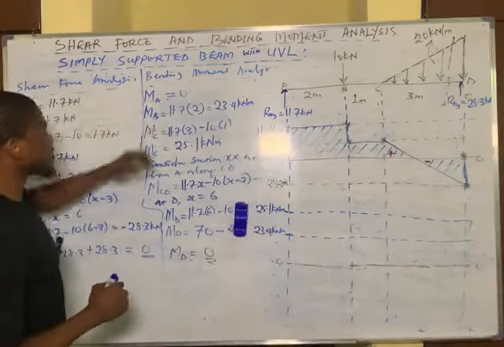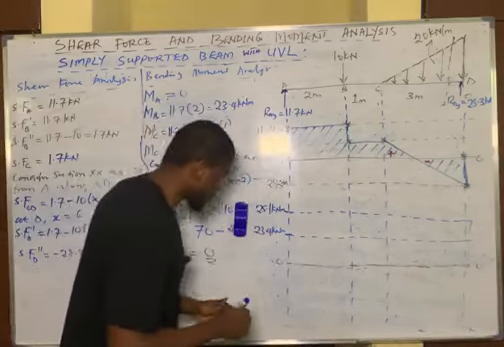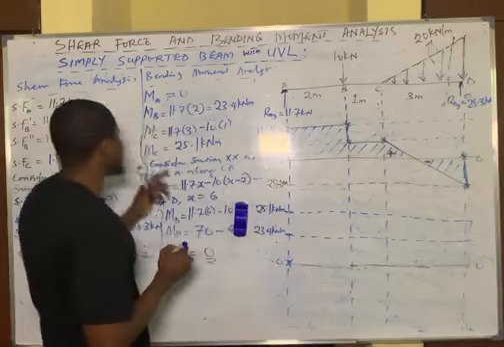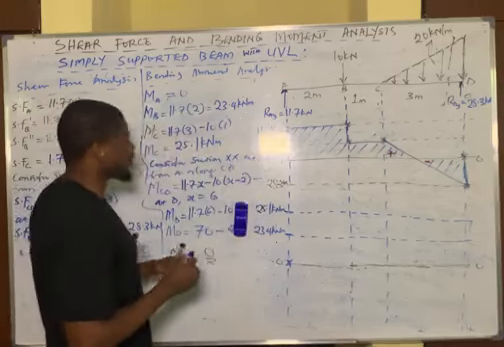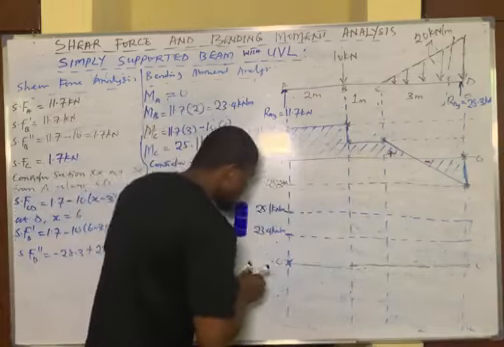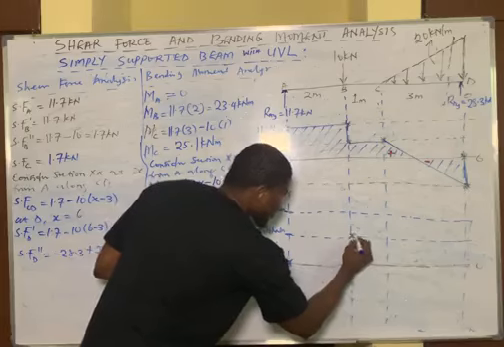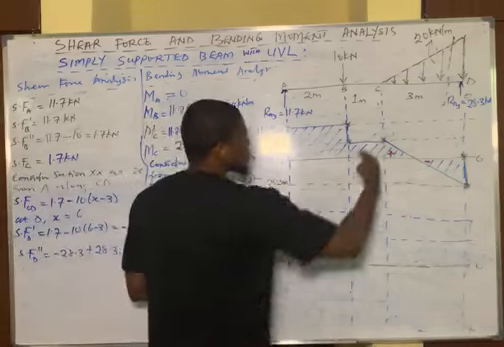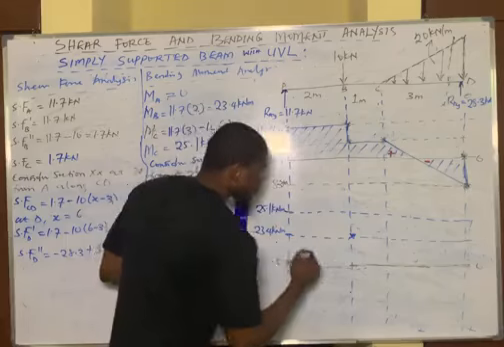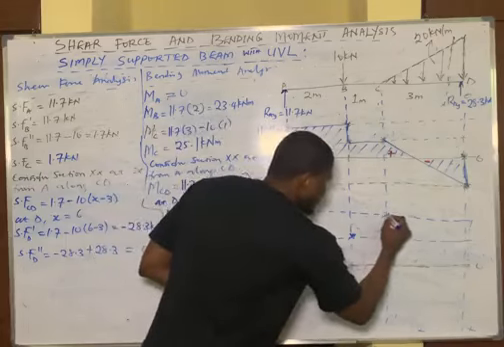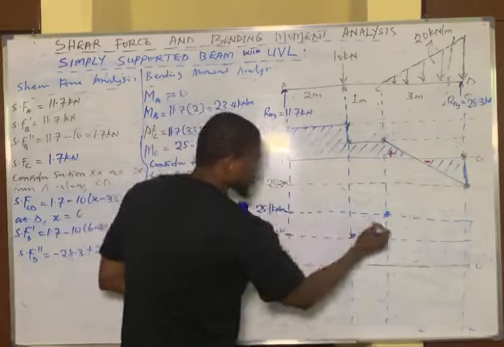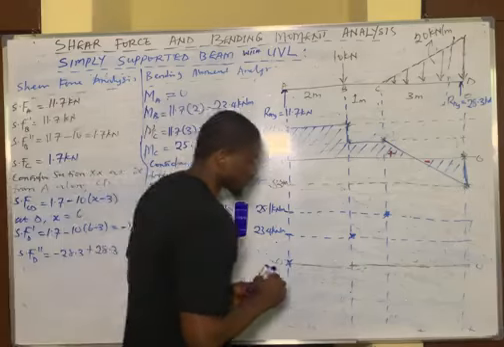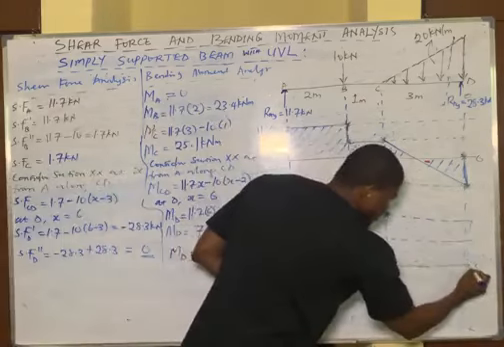Now, moment at A is 0. This is line A. This is 0. You simply asterisk. Moment at B is simply 23.4. This is line B. This is 23.4. This is where they meet. You simply asterisk. Moment at C is 25.1. This is line C. This is 25.1. You asterisk. Moment at D gives us 0. This is line D. This is 0.